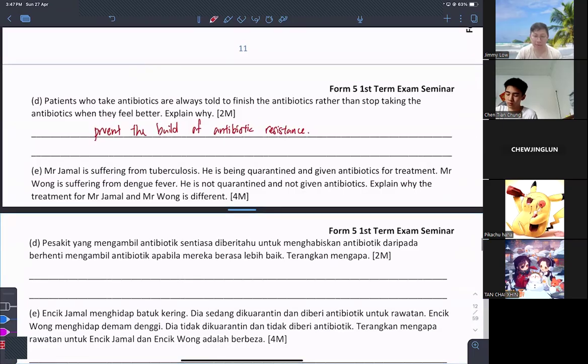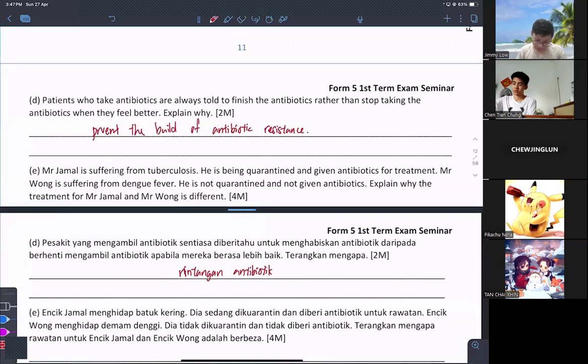The keyword in BM is rintangan antibiotik. You are going to prevent, mengelakkan, mencegah, the increase, or any way to express it, just to prevent the rintangan antibiotik. Then when it comes to the explanation, you have to explain that if you didn't finish the antibiotic, in future the same antibiotic might not be able to kill the bacteria. You bring out the message in this way.